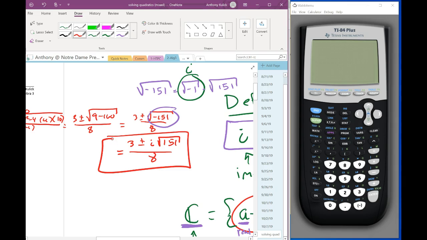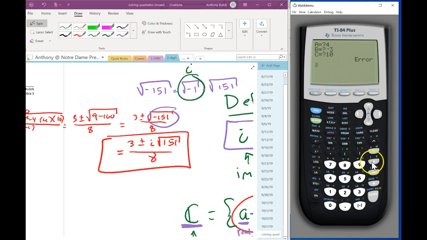The question is now, can the calculator do this? What do you think? It can. Let's do that. All right, so here it says non-real answer. I'm going to go ahead and press quit.